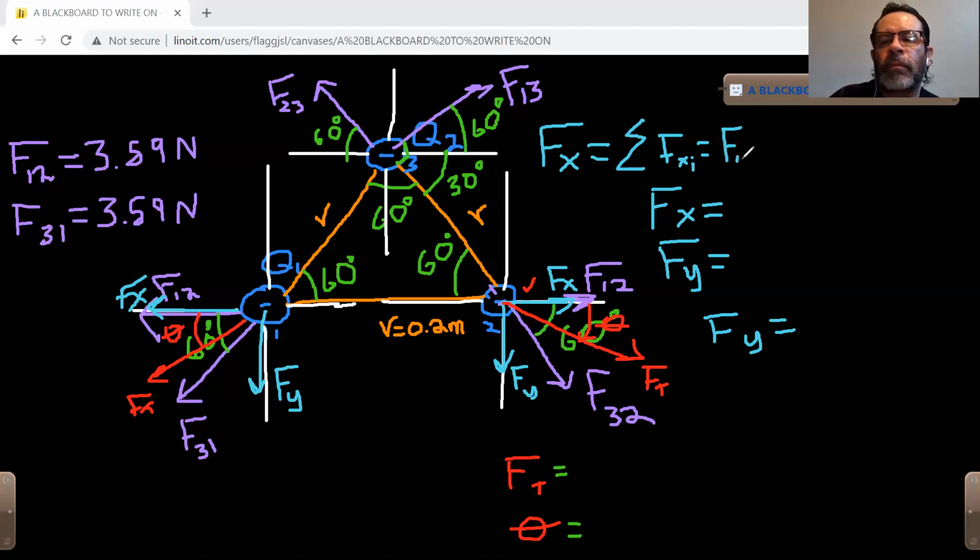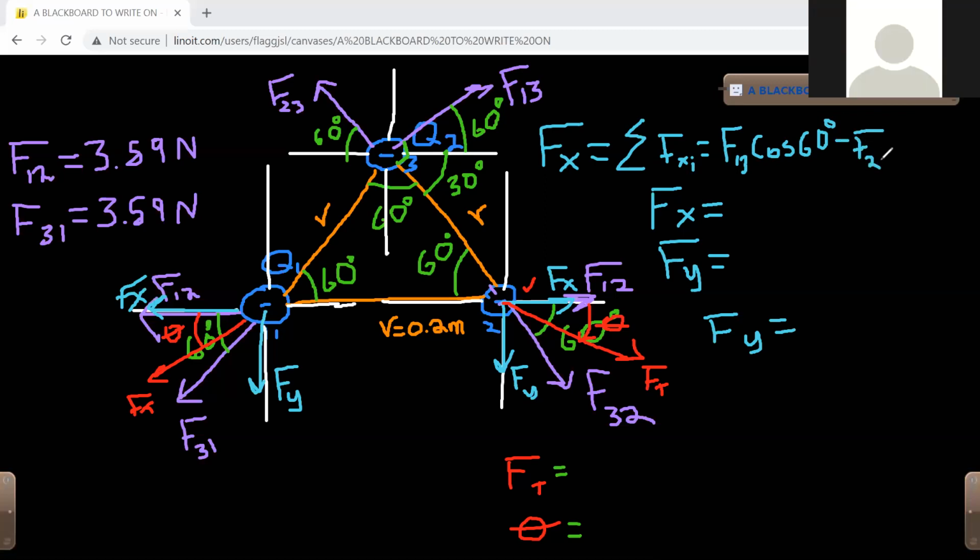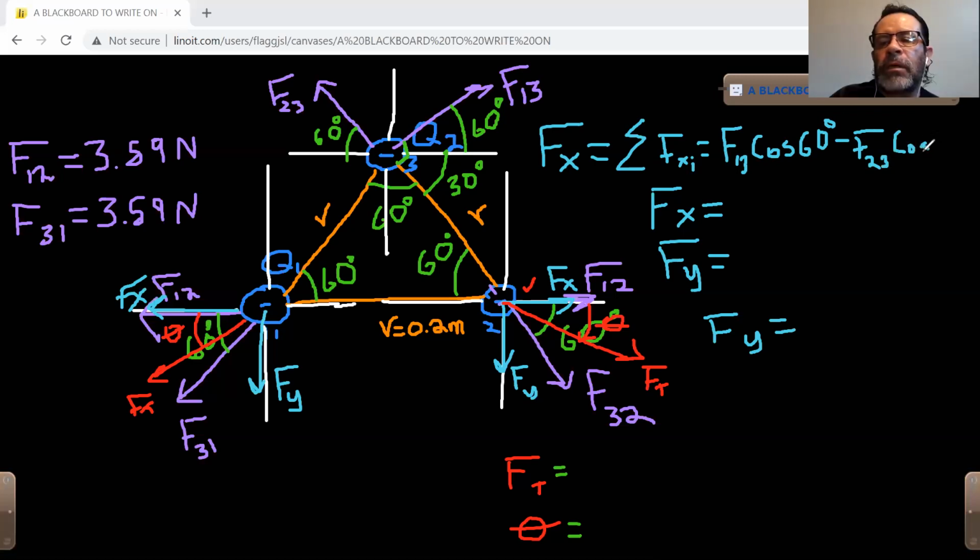Cosine of 60 degrees, minus F23 cosine of 60 degrees.